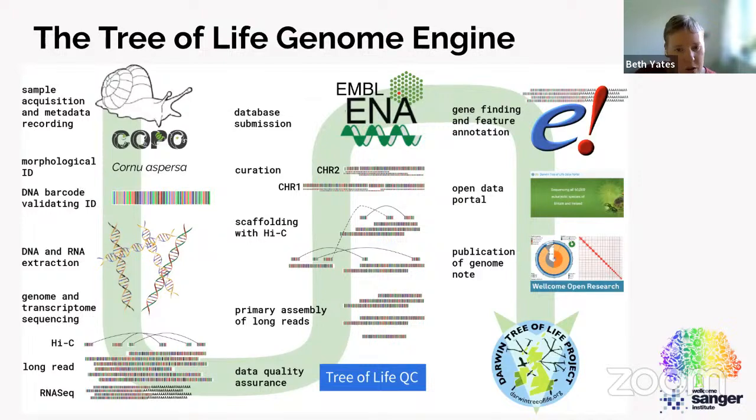We then do curation and scaffolding and some QC checks. Our partners in Ensembl do gene finding and annotation for us. And everything goes onto an open data portal. And the final step in producing an assembly, which is what we're going to focus on here, is the publication of the Genome-Note.